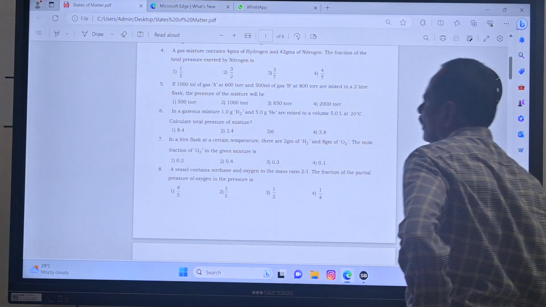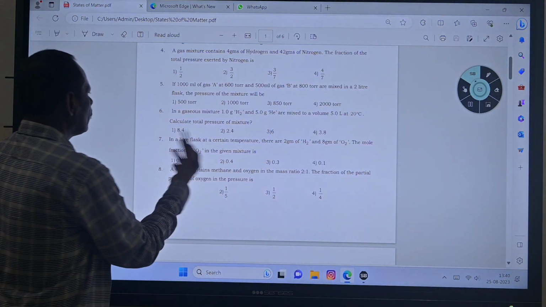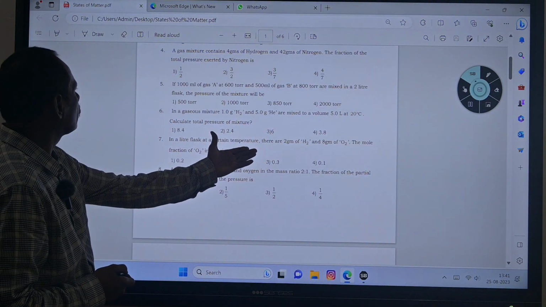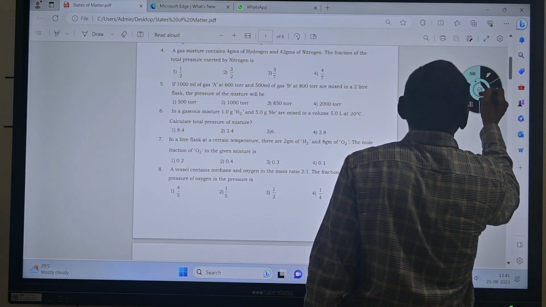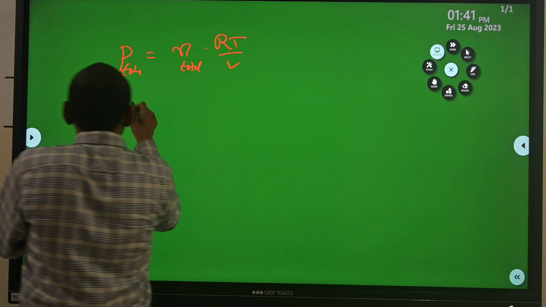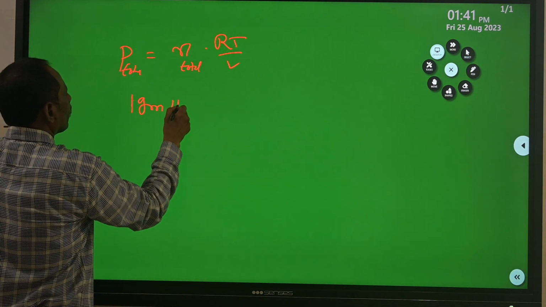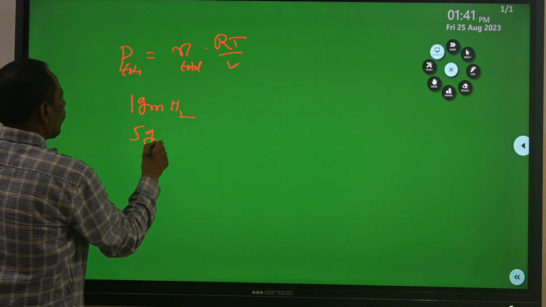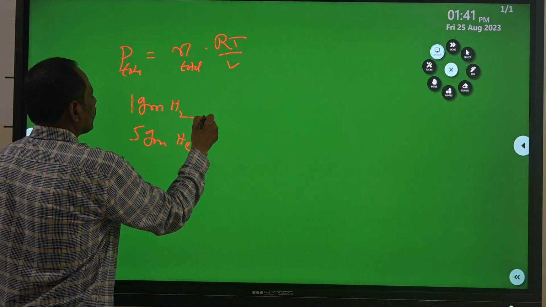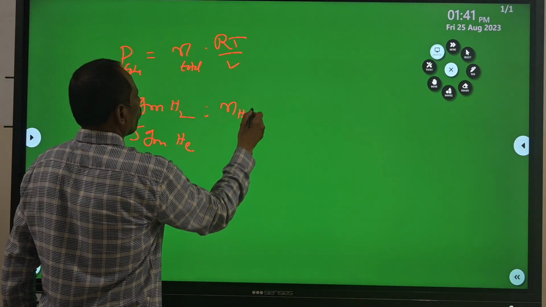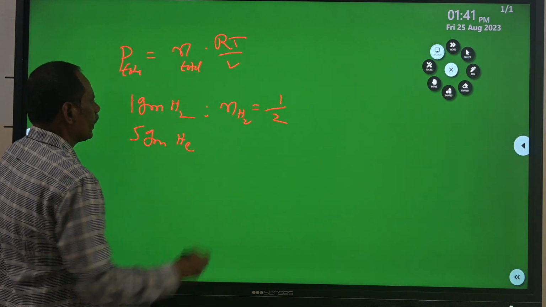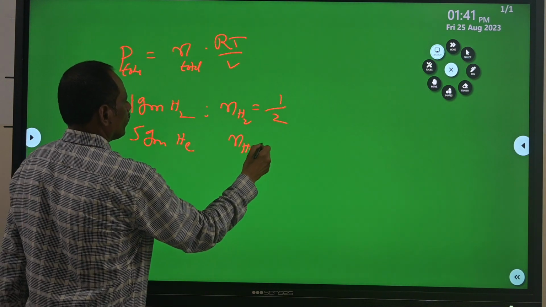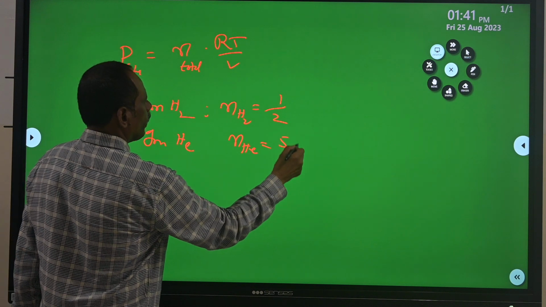Here, how many grams of hydrogen is given? Not 2 grams. 1 gram of hydrogen and 5 grams of helium. You can calculate the number of moles. Number of moles of hydrogen is equal to weight of hydrogen by its molecular weight 2, and the number of moles of helium is equal to weight of helium, 5 grams, by its molecular weight.